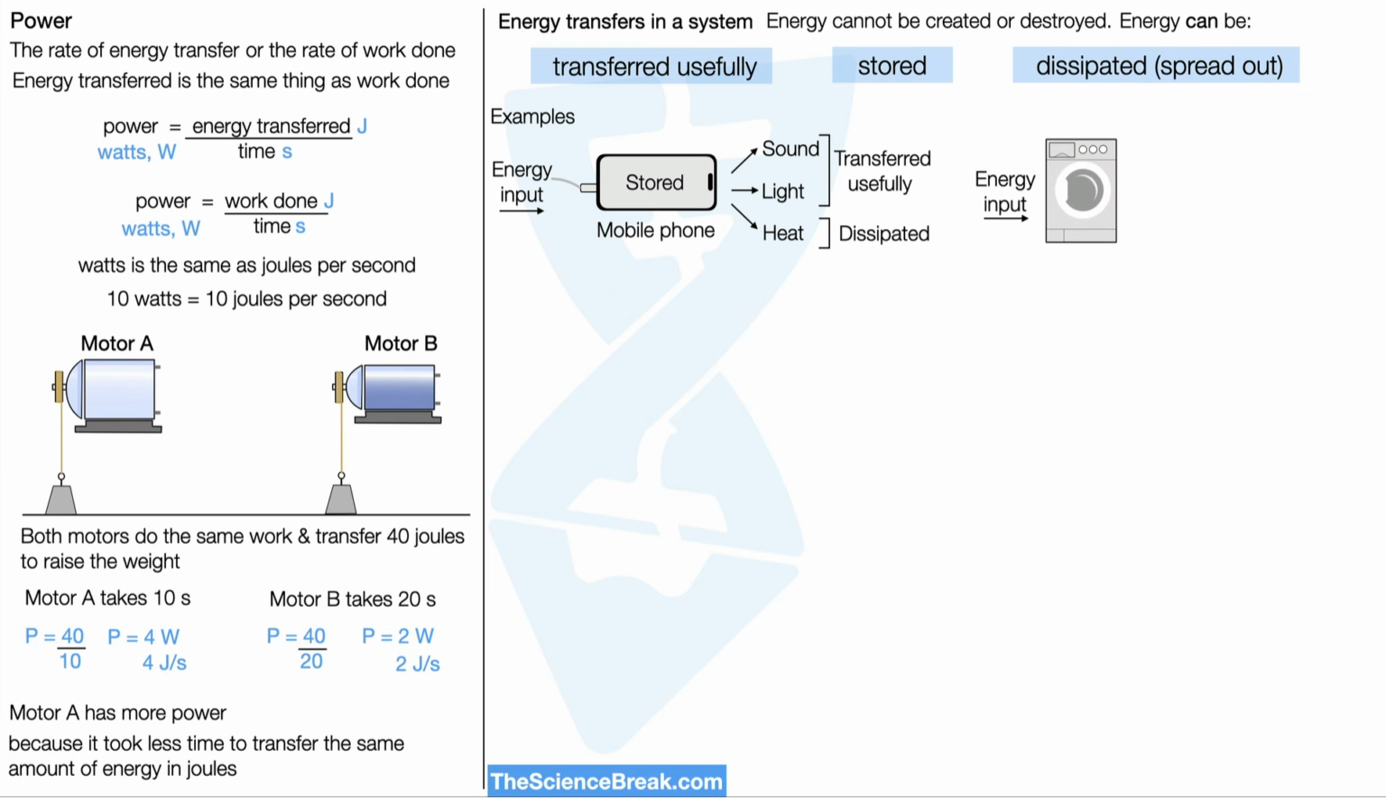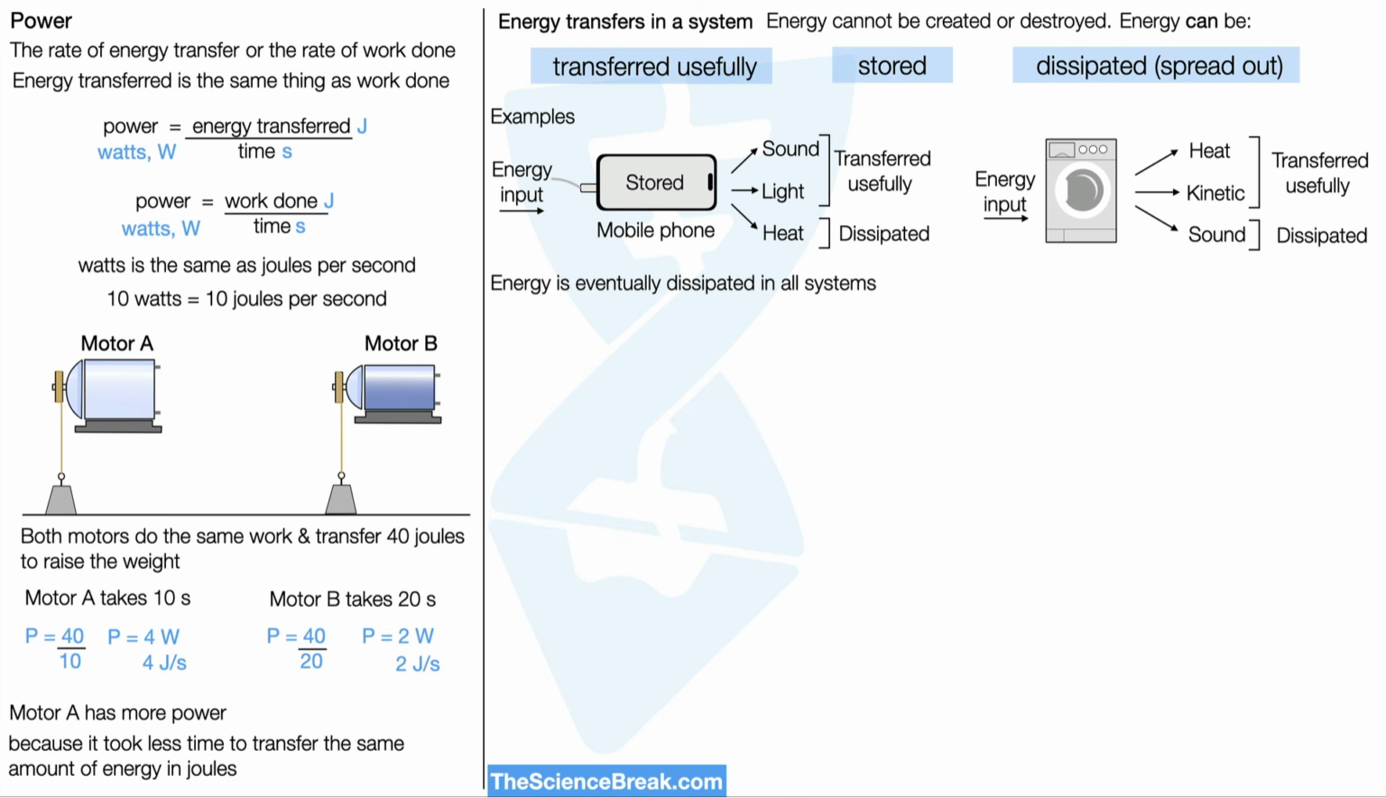One more example, we have a washing machine. Energy is transferred as heat and as kinetic, and some as sound. We might say heat is transferred usefully if we're washing at a warmer temperature. Kinetic is going to be useful, and therefore the sound, this is dissipated or spread out into the surroundings. So that's 2 examples of energy transfers in a system, and the fact that it can be transferred usefully, stored, or dissipated. Also important to remember that energy is eventually dissipated in all systems.